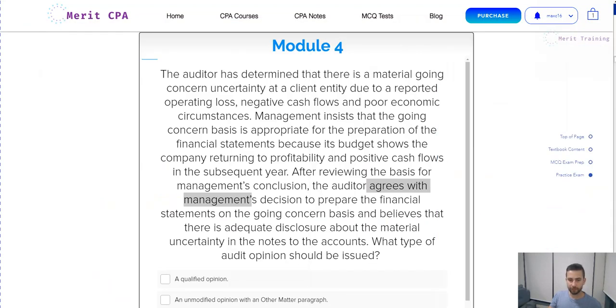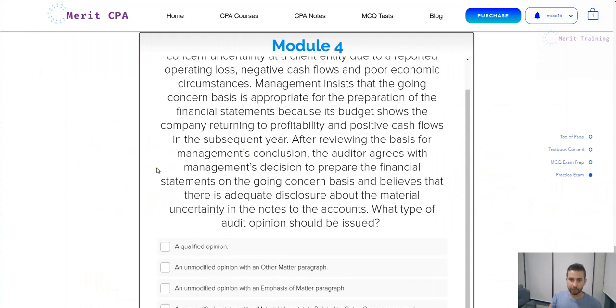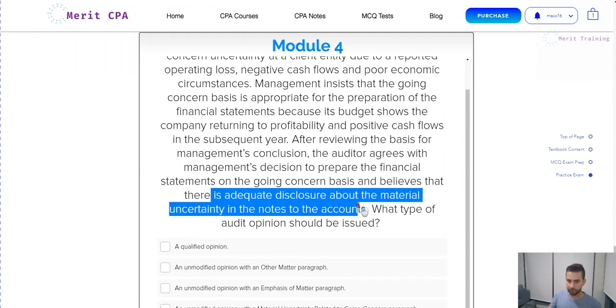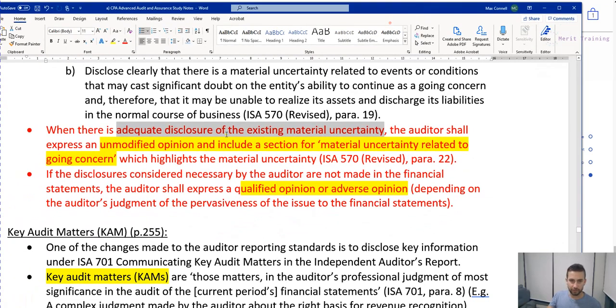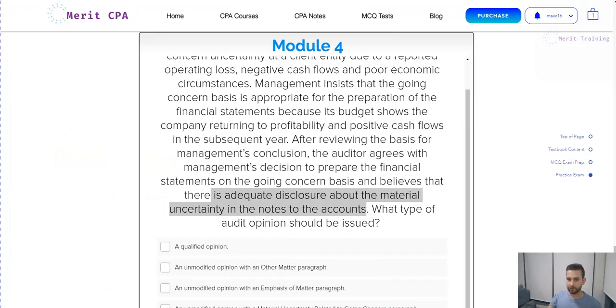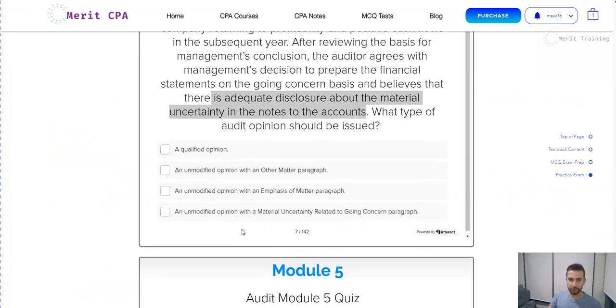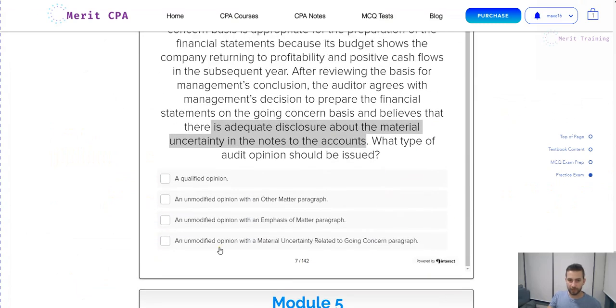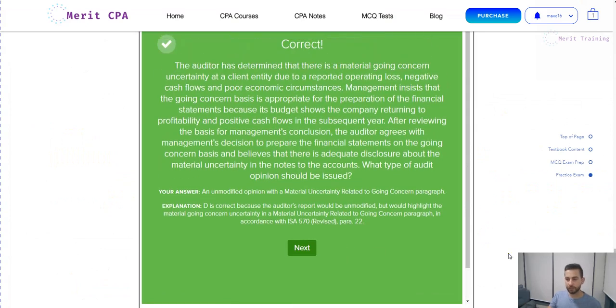So do you think there's adequate disclosure? Okay, so they believe that there is adequate disclosure about the material uncertainty in the notes. So clearly the answer is yes. So what we can do then is express an unmodified opinion and include a section for material uncertainty related to going concern. So there's our answer there. So it's really just going to be this one here: an unmodified opinion with material uncertainty related to going concern paragraph. Cool. That was a tricky one.